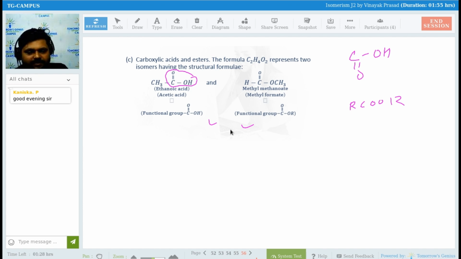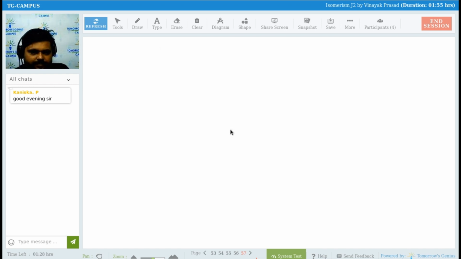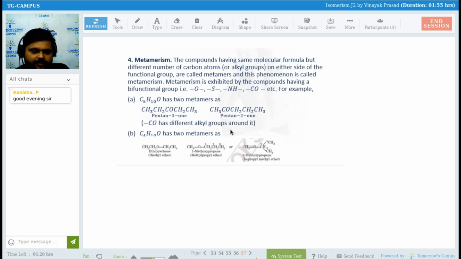So for metamerism, we have to understand first the ether part, right? What is this ether? See, what is this ether? First of all, try to understand the ether. COC. This is what? Ether. Or we are saying what? ROR. This is what? Ether.